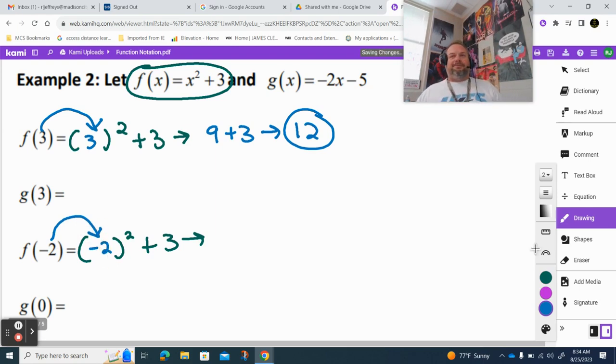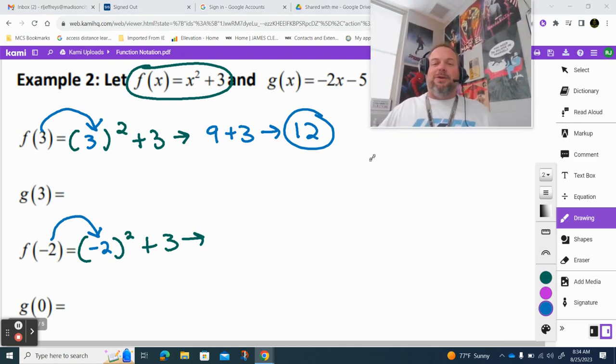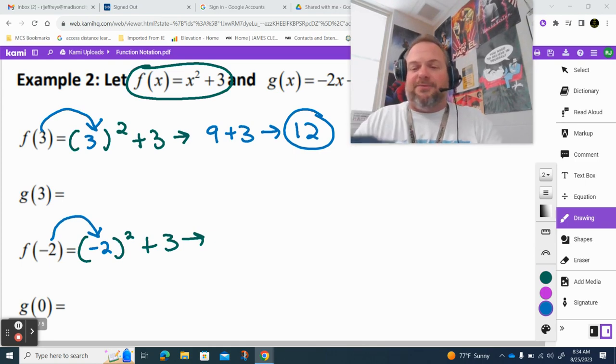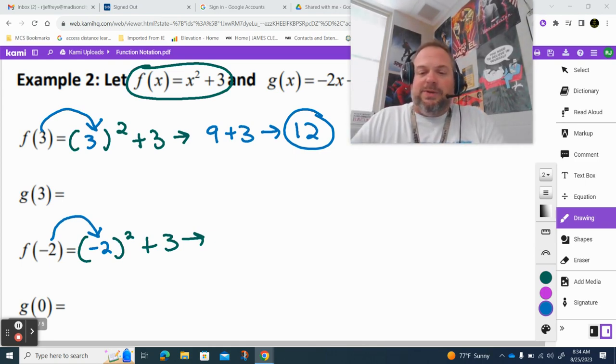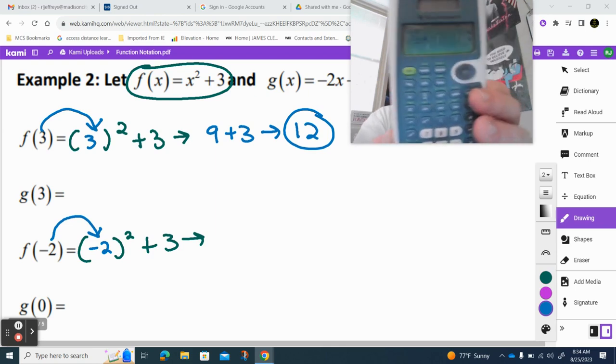All right. Negative 2 squared. Now, at this point in time, it would behoove you to really know that there's a difference between the negative 2 with parentheses squared and the negative 2 without parentheses.